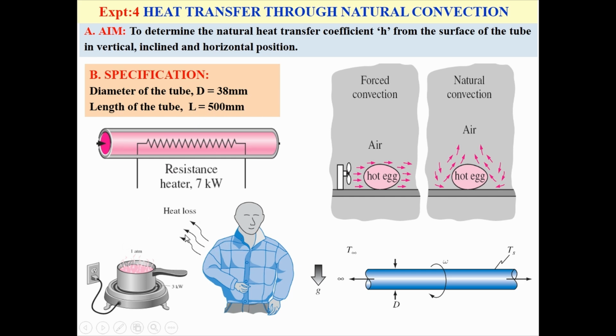Here you can also see some practical applications of convective heat transfer. Here you can also see the difference between natural convection and forced convection. Here air is freely moving. Here air is moving with an external force. The heat is transferred from the hot egg to the air with the help of a fan, but here naturally air is moving and it is carrying the heat. Again heat is transferring here, that is natural convection.